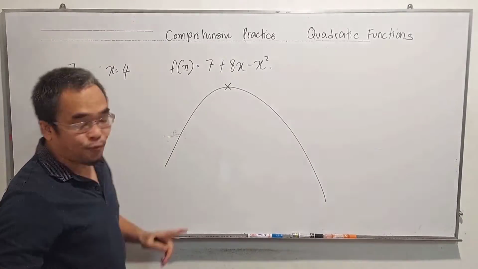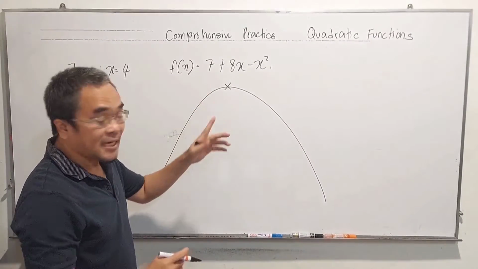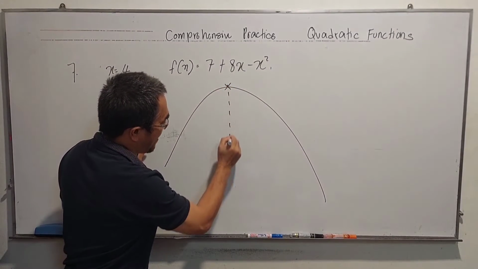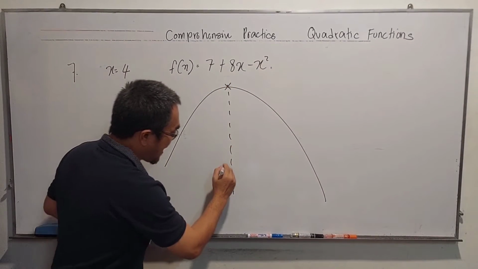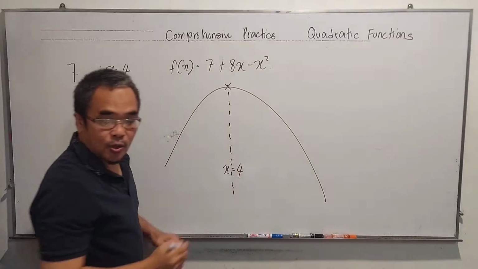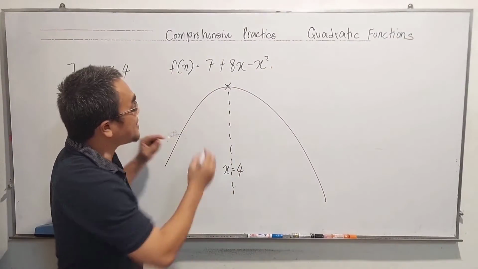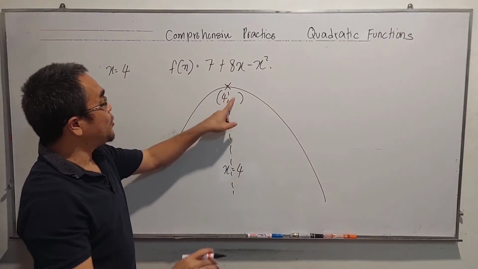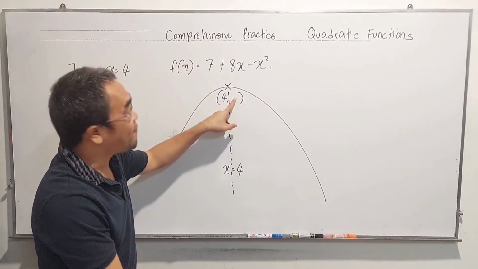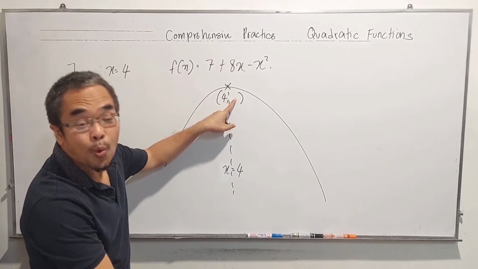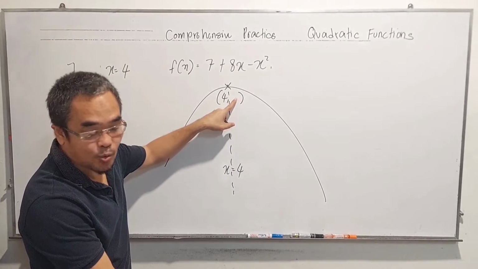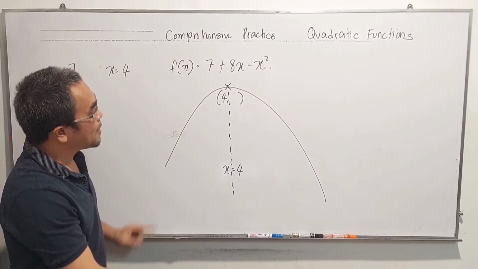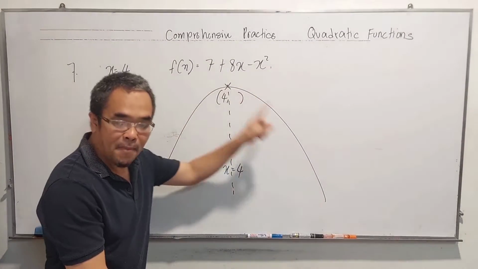And x equals 4 is the axis of symmetry. So if this is the axis of symmetry, this is x equals 4. So the x for this coordinate, or the maximum, will be 4. What we do not know is the f(x), or the value of y. Okay, f(x) equals y. So x is 4, because it is maximum.